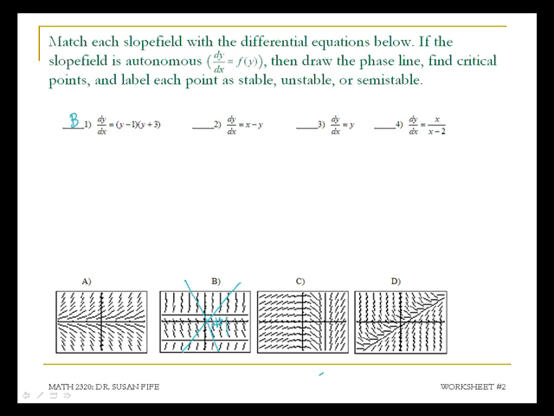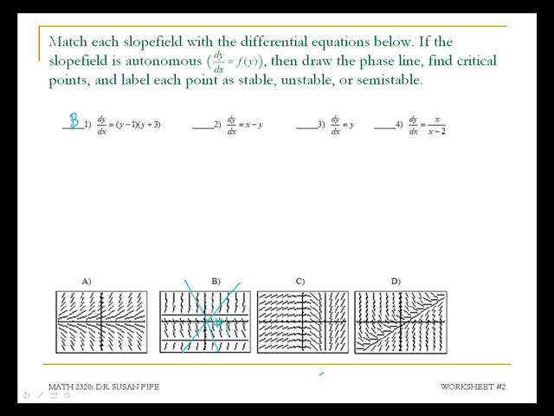Okay, so we're matching the slope fields, and we're going to look at question number 2. We already found that on question number 1, this slope field matched with B. So on 2, we have dy/dx, or our slope, is equal to x minus y. Now in this case, we don't have an autonomous slope field because our derivative depends upon both x and y.